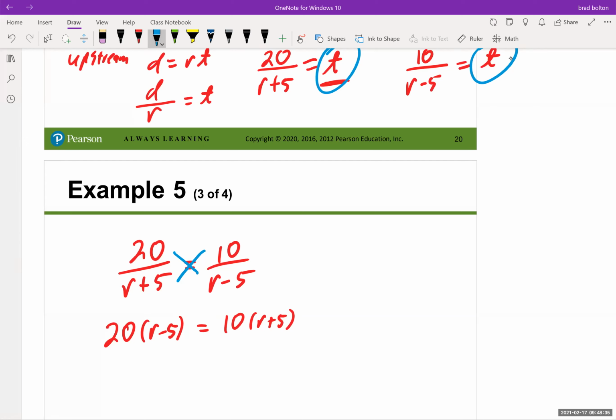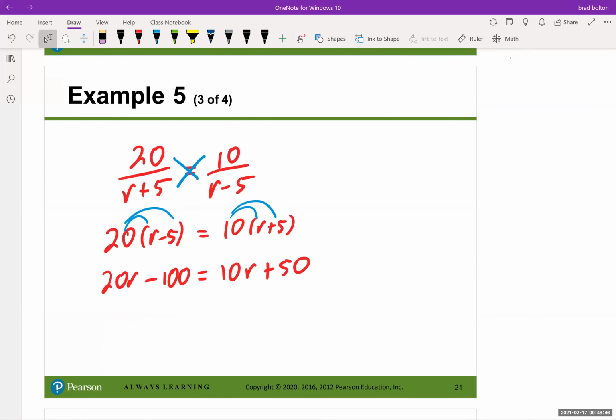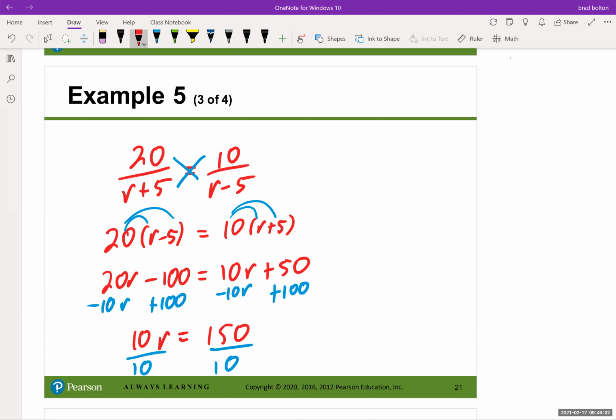Okay, so now let's distribute. And let's see what we get. So this would be 20R minus 100 equals 10R plus 50. Let's solve for R. So I'm going to subtract 10R over to here, and let's add 100 over to here. So we end up with 10R equals 150. Now we know we can divide by 10. We can divide by 10. Come over here. We now have R equals, what is that, 15? 15 miles per hour.